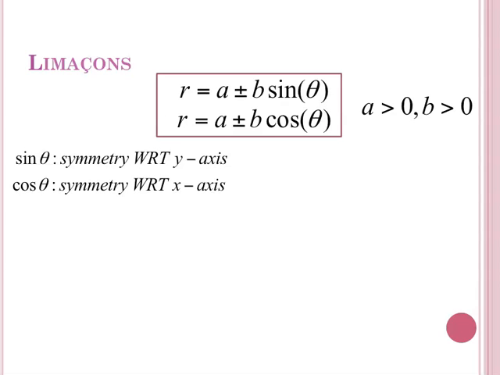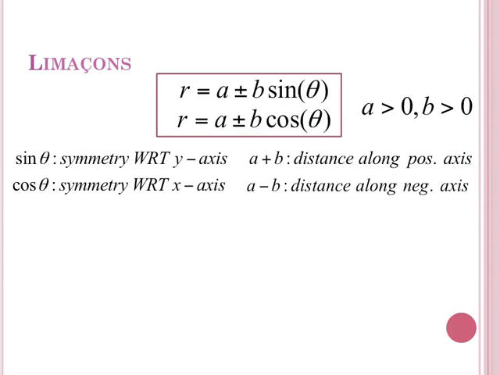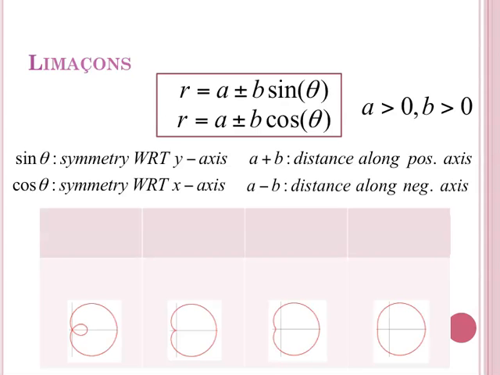Okay, and then the a and the b values will tell you how far along the graph will extend. So for example, a plus b will tell you the distance that the limaçon is going to go along the positive axis, and then a minus b will tell you the distance that it will go along the negative axis. And now depending on how a and b are related to each other, there are 4 different types of limaçons. So we have the 4 here.